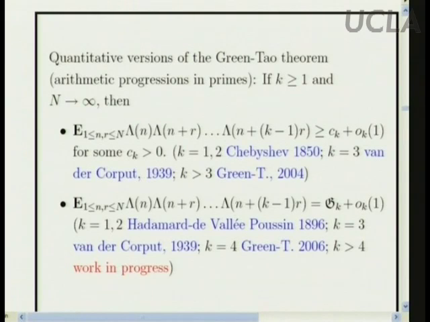This was done by Chebyshev back in 1850. If you want progressions of length 3 in the primes, that's already somewhat tricky. That was done in 1939. And what we did was the general case.